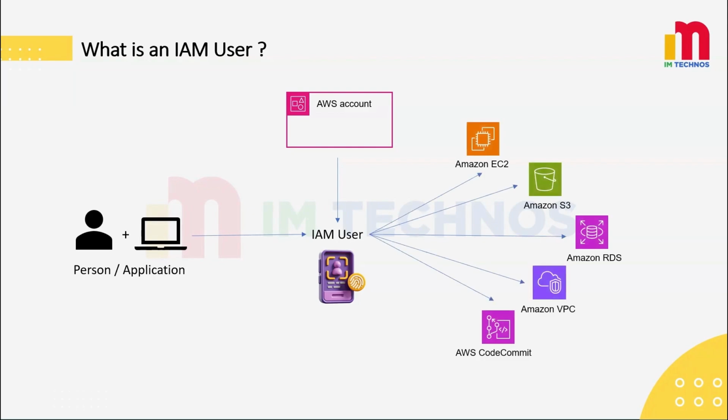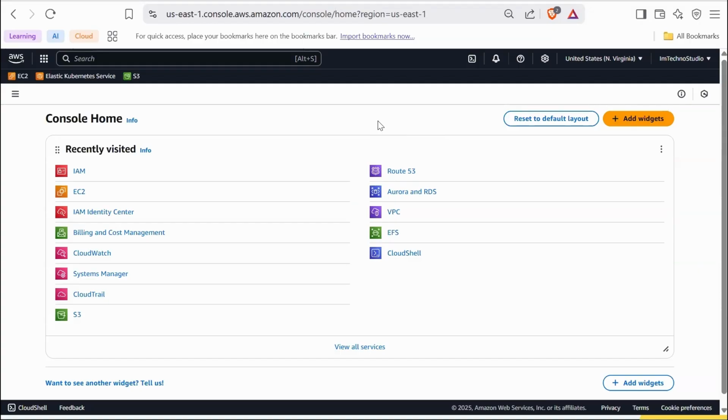Now let's see how to create an IAM user. I'm in the AWS Management Console. Presently, I'm logged into the root account. For those who don't know what a root account is, it is the original account that gets created when you first sign up for AWS. It has unrestricted access to all resources and settings in the AWS account. So it's recommended to use it only for essential tasks and to secure it with multi-factor authentication.